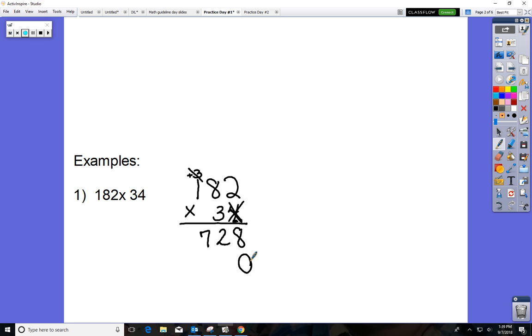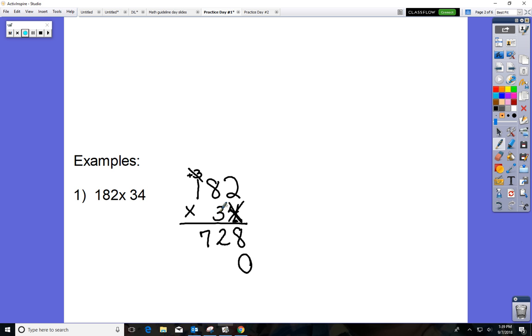I like to think of it as however many numbers I have crossed off up in the problem is how many zeros I'm going to put when I place the placeholder. So let's say there was another digit in the number here. When I'm done with this one, I would cross it off, and when I come to the next row, I would have 2 zeros.